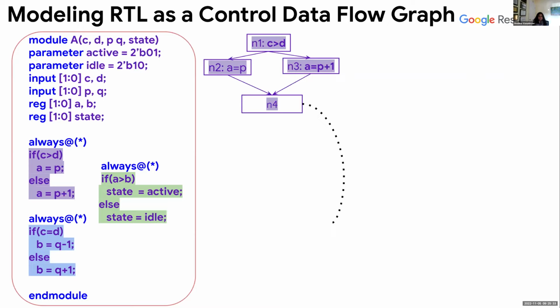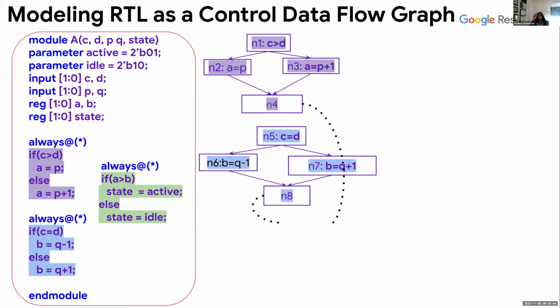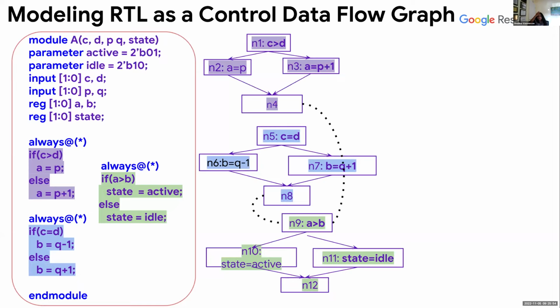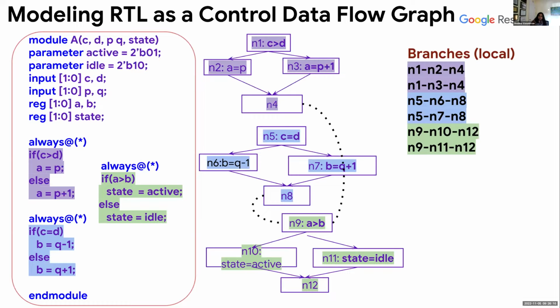So right here, there are three always blocks, and each of these are different processes, so each of them can be represented as these separate processes in the graph. And the dotted line between, say, N4 and N9, or N8 and N9, those are basically the connections that represent the implicit connections between the always blocks. So when we refer to a branch here, and I will be referring to branches in the next few slides, a branch over here is like what you would imagine in software.